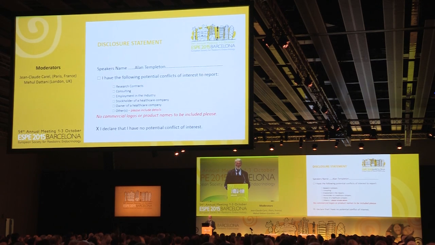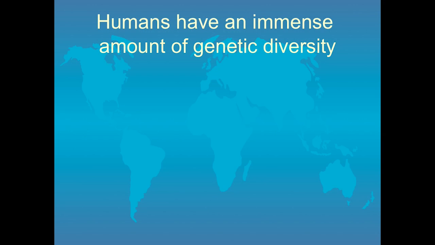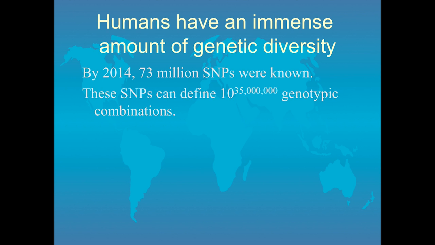So one thing I want to start with is that when we look at genetic diversity in modern humans, it's truly immense. Let me put it in perspective. In 2014, we knew of 73 million single nucleotide polymorphisms, called SNPs. Those 73 million known SNPs could be put together in 10 to the 35 million combinations of genotypes.